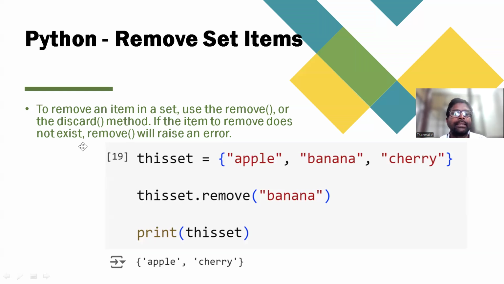If you observe here, this set contains apple, banana, and cherry elements. Now, this set dot remove. What are we going to remove? I want to remove the banana element from the set, so passing banana. Now again, if I print this set, what elements are currently available? Only apple and cherry. There is no banana element because the banana element is already removed. Like that, we can remove elements from a set.